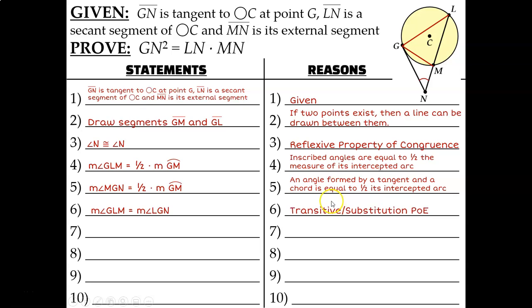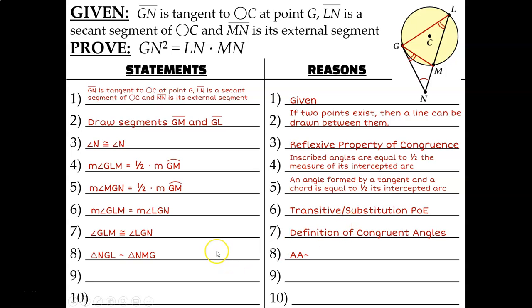So since both of these angles equal 1/2 the measure of arc GM, I can say that they equal each other by either the transitive property or the substitution property, depending on how your brain thinks about it. They're both equally correct. And since they're equal to each other, they must be congruent to each other as well by the definition of congruent angles. So I now have enough information to say that this triangle right here on the outside, triangle GMN, is similar to triangle LGN because of angle-angle similarity.